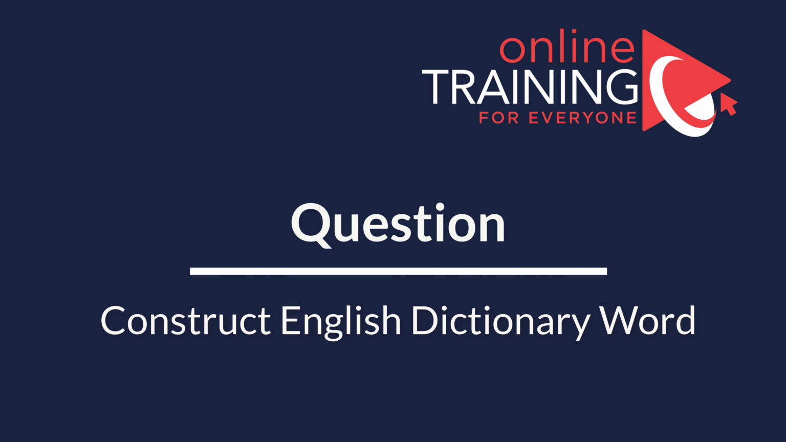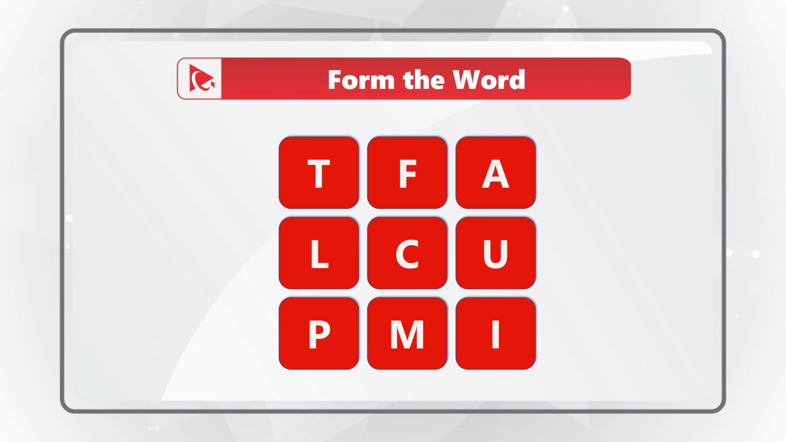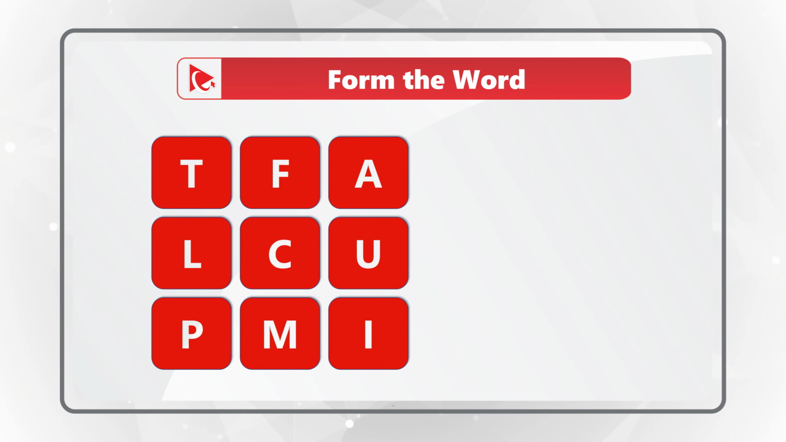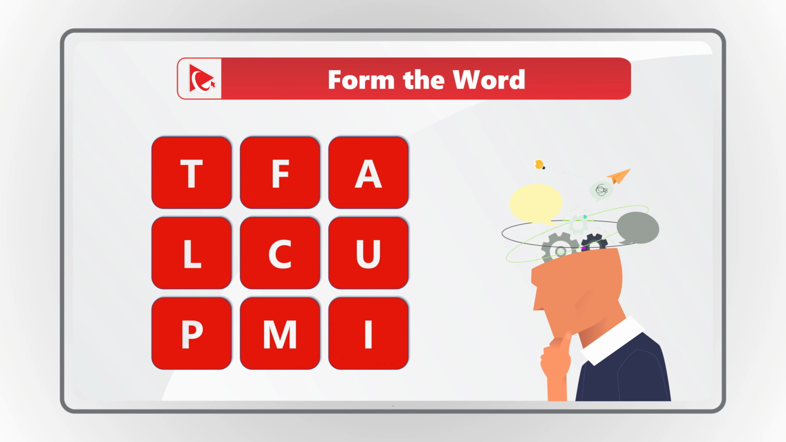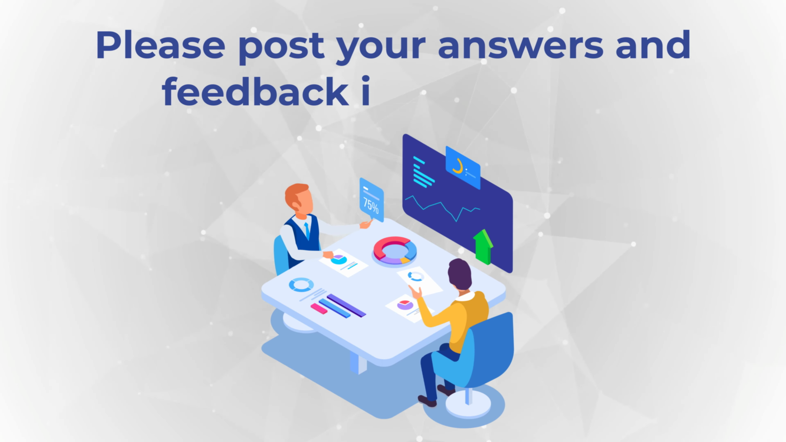Here's the question for you to practice your skills. If you know the answer, please make sure to post it in comments so I can give you my feedback. You need to form the word using all the letters only once, and you're presented with 9 letters. Letters are T, F, A, L, C, U, P, M, I. Do you see the word? This is not a trivial task because there are 9 letters, but this is a very frequently used word from the English alphabet. Hope you found the answer. Please make sure to post it in comments so I can give you my feedback. Thanks for participating and good luck.